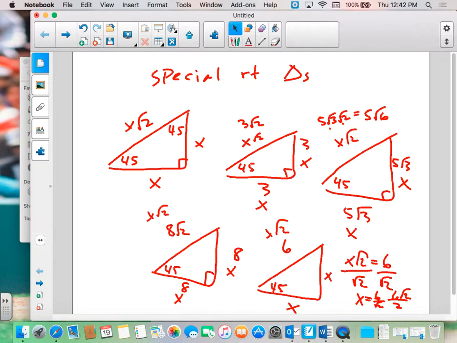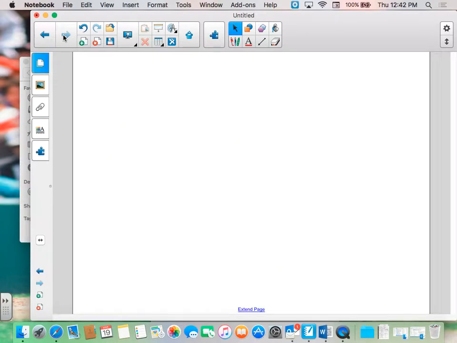So if I multiply the top by root 2 and the bottom by root 2, I get root 2 times root 2 is root 4, which is 2. It's called rationalizing the denominator. And 6 over root 2 is the same as 3 root 2. So there's a quick little primer on 45, 45, 90s.